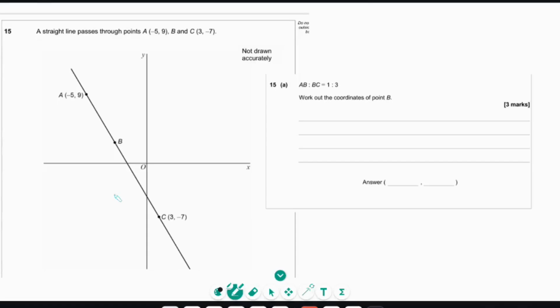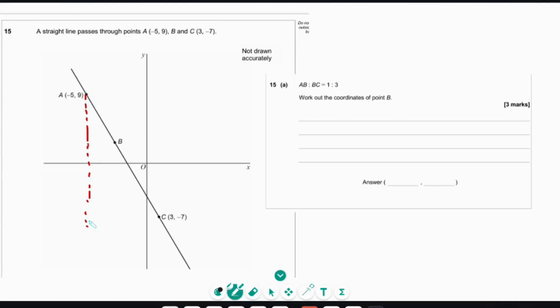Question 15. A straight line passes through points A (minus 5, 9), B and C (3, minus 7). We're told that AB to BC is 1 to 3. So the distance from B to C is 3 times the distance from A to B. So that works out on this diagonal, but you can use that same ratio for the vertical distance and the horizontal distance. So the vertical distance from B to C is 3 times the vertical distance from A to B.